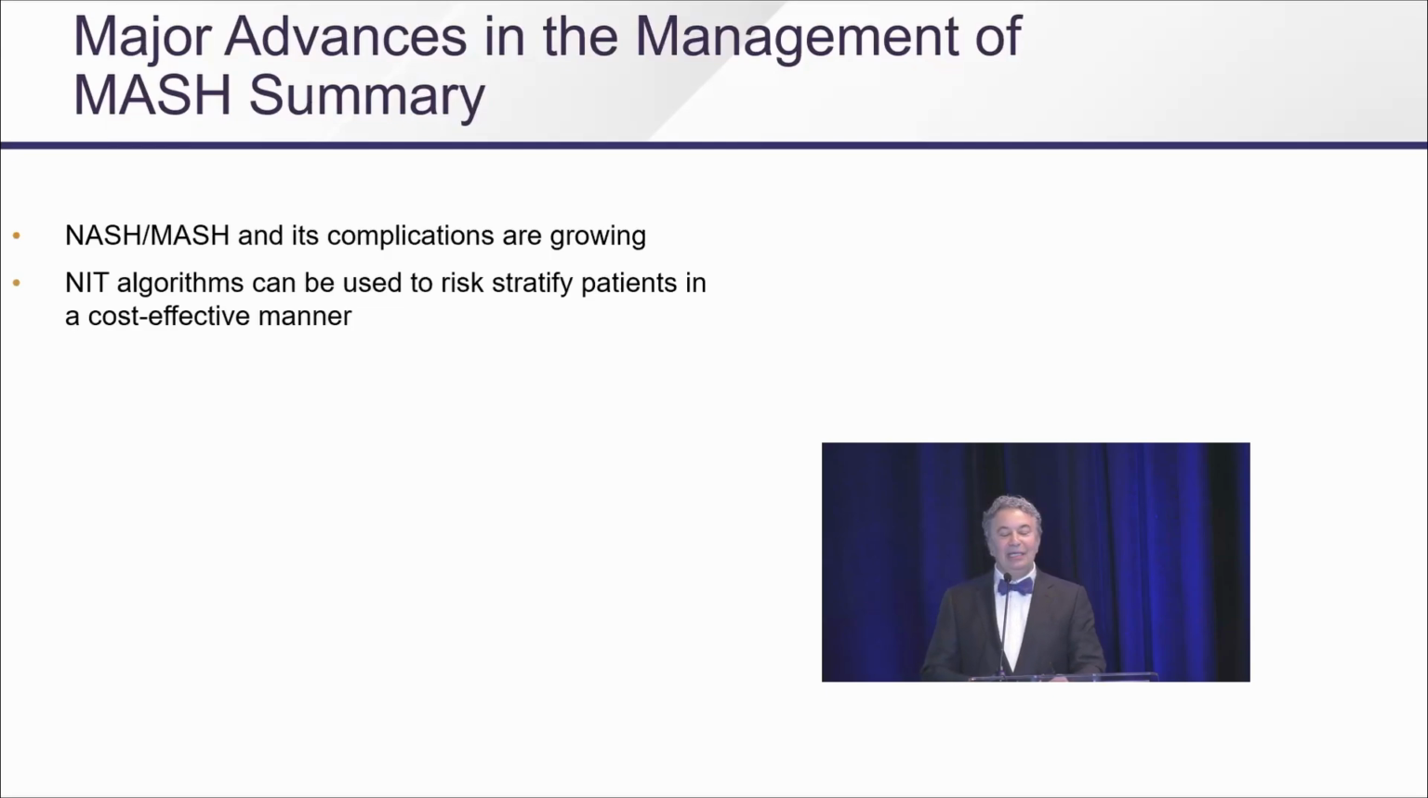This is going to be a team approach. If we just deal with the liver, they're going to die of cardiovascular disease. If the endocrinologists just deal with the type 2 diabetes and obesity, they're going to die of liver disease. And we're going to really need to have a team approach.